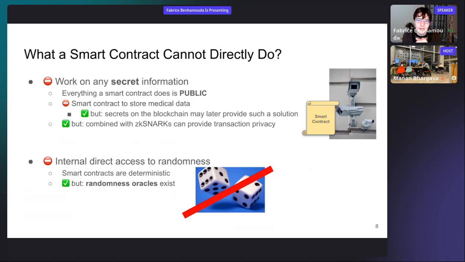So another thing that a smart contract cannot directly do is work on secret information. Everything on the blockchain, absolutely everything, is completely public. There is no secrecy. And everything the smart contract does is public. The smart contract is really just code that is public and anyone can execute, and the inputs are public. So when people are talking about using smart contracts to store medical data, that seems very, very difficult to me.